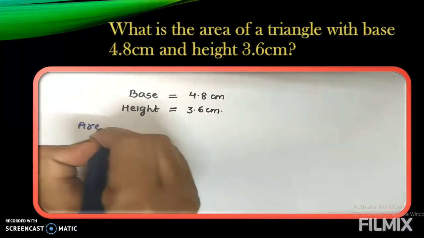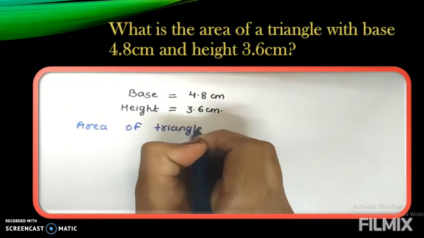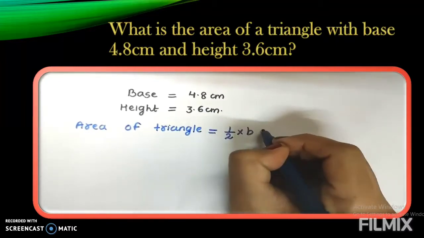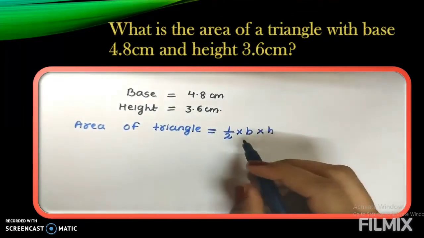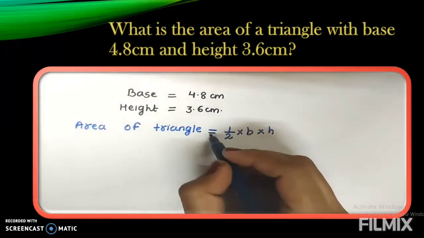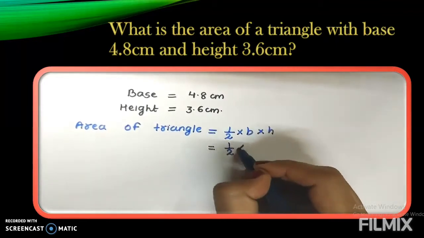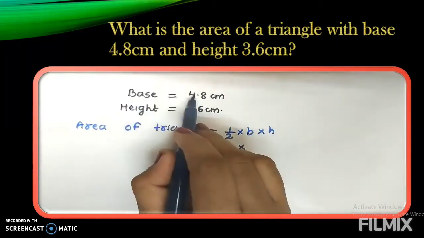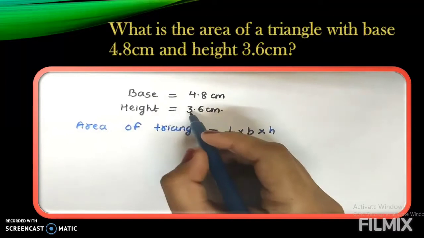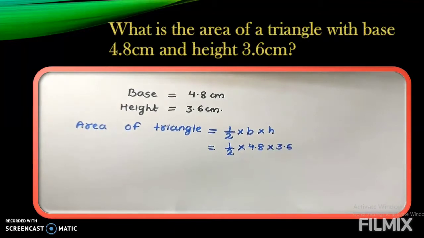So we'll write area of triangle. Now what's the formula for area of triangle? It is half into base into height. For base I am writing B and for height I am writing H. Now substitute the values. Is equals to sign we will write same. Half we will write same into B, that is base. Base is given 4.8. So for base we will write 4.8 into H is nothing but height. Height is 3.6. So we will write its value 3.6.